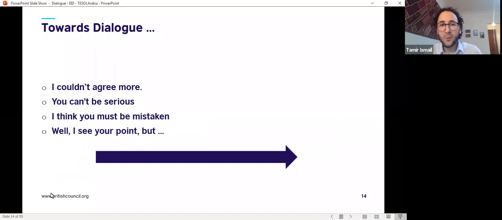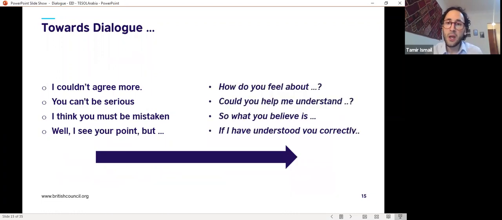So we're all familiar with the language and the functions of debate, but we are trying to move further, closer to dialogue. And so perhaps these are the type of exponents and chunks of language that we can or should be using more within our classrooms.